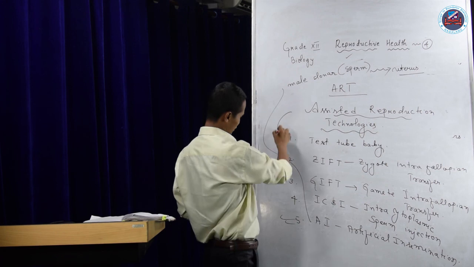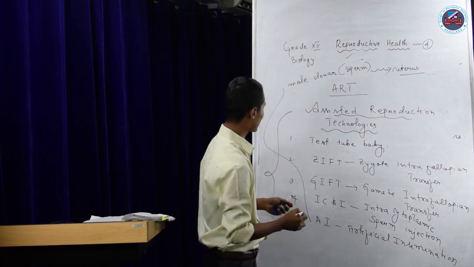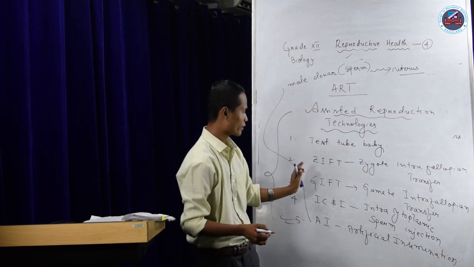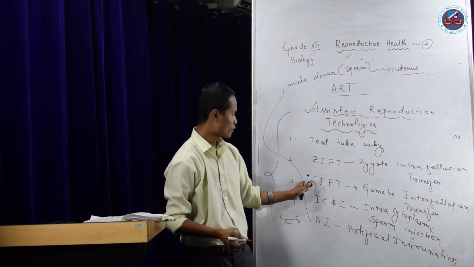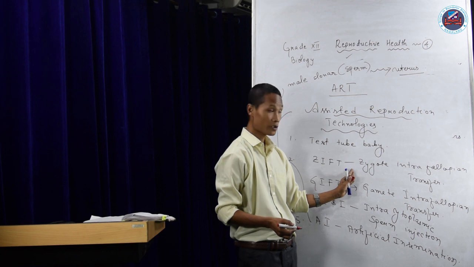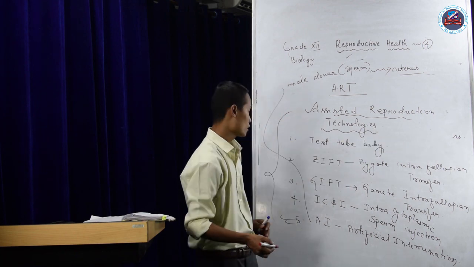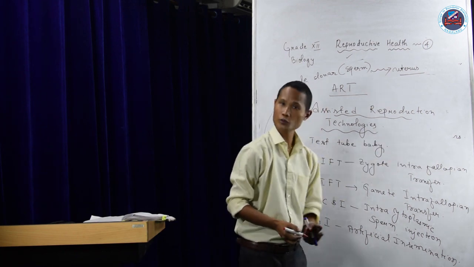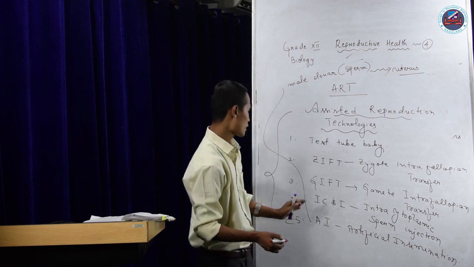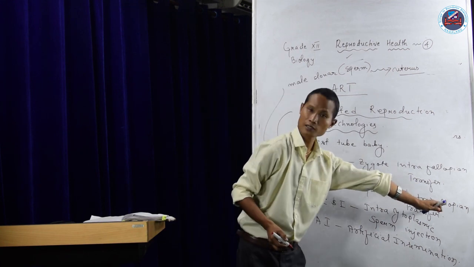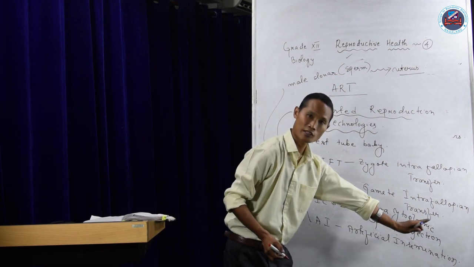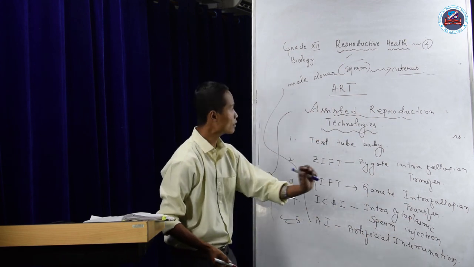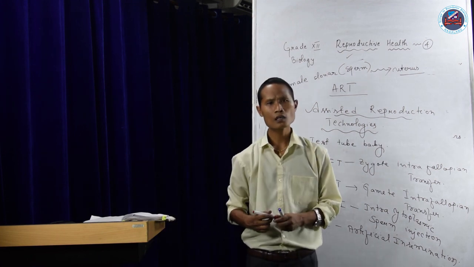So these techniques are very important. We have test tube baby, we have ZIFT, zygote intra-fallopian transfer, where the zygote or early embryo is inserted into the fallopian tubes of the female. Then GIFT, where the gamete is transferred, and then ICSI, intracytoplasmic sperm injection, and then artificial insemination.